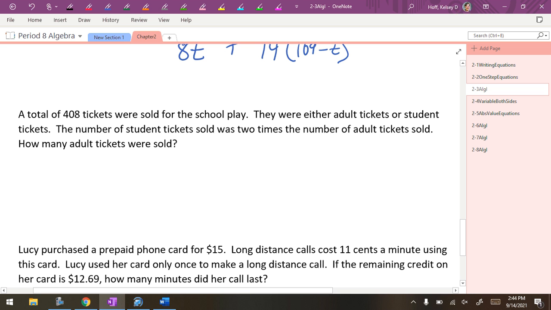The very last sentence, aka the question, is going to tell us where we should put our variable. What letter do you want to use? X equals the number of adult tickets.